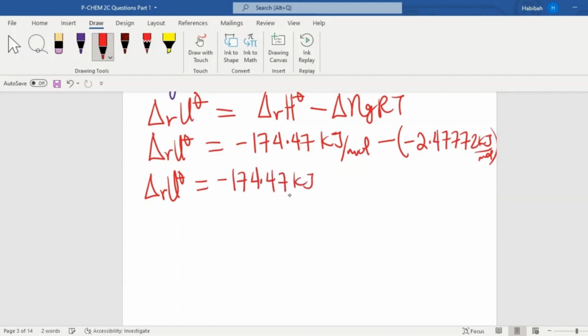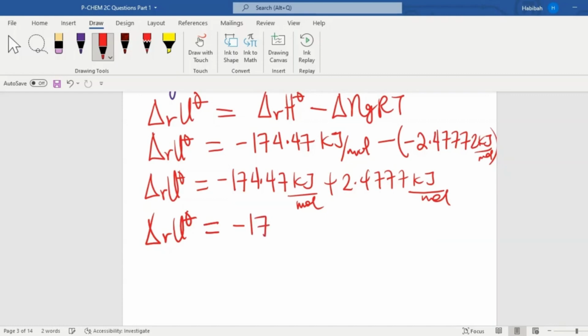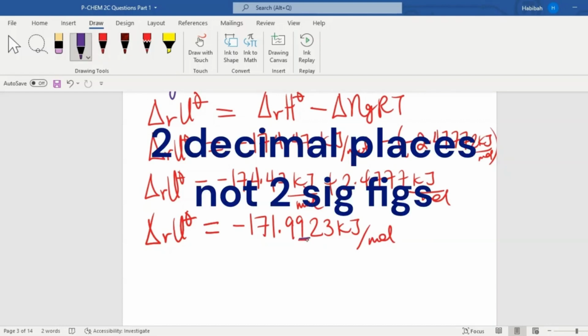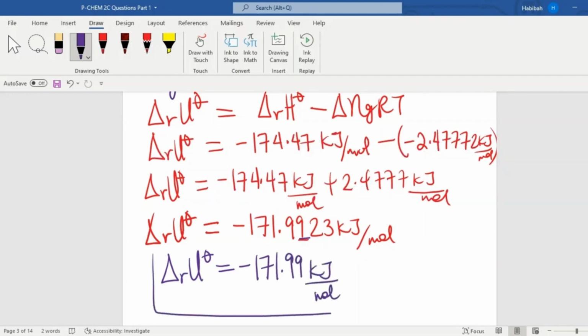So what we end up with, the change in internal energy of reaction, is going to be -174.47 kilojoule per mole plus 2.4772 kilojoule per mole. So the change in internal energy of reaction is going to be equal to -171.9923 kilojoule per mole. And of course, we can round this to get the change in internal energy of reaction to be -171.99 kilojoule per mole. This is basically the answer to the question.